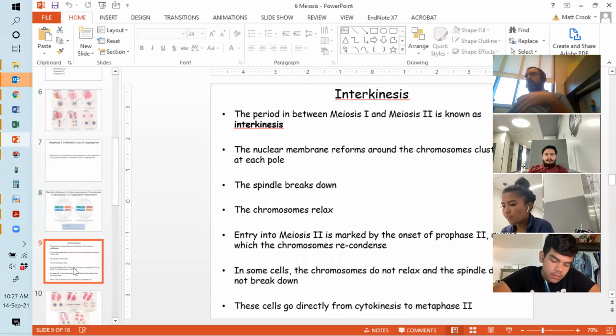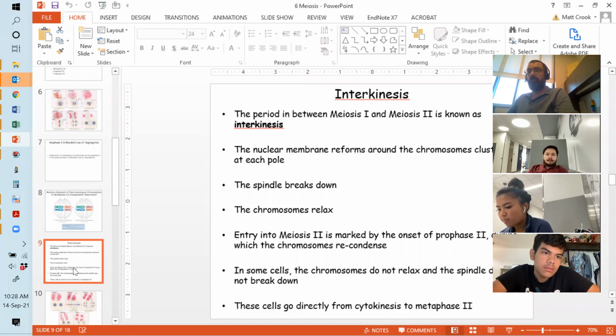Some of them go through the whole kind of telophase, reforming the nuclear membrane, decondensing chromosomes, spindle fibers disappear, and so on and so forth. Other organisms don't. They just go straight from cytokinesis to essentially metaphase two. It varies. But all of the material needed for both rounds of cell division is made during interphase before meiosis, or part of meiosis one. So all of the proteins, centrosomes, DNA, everything, all happens in interphase before the first round of meiosis.